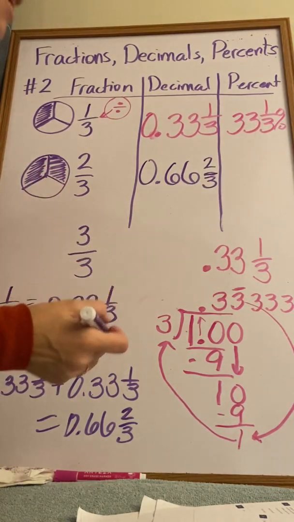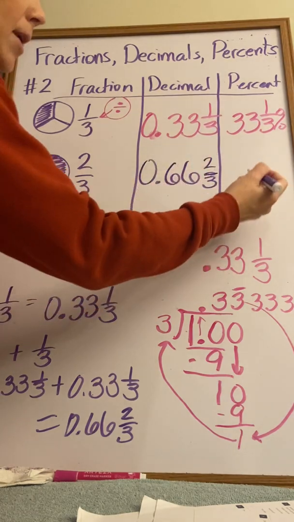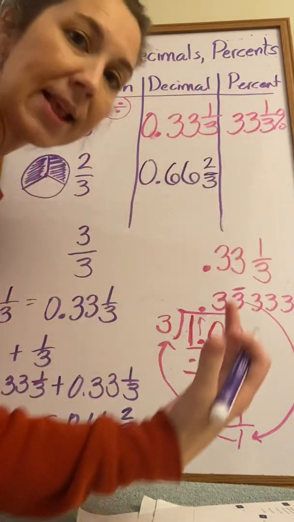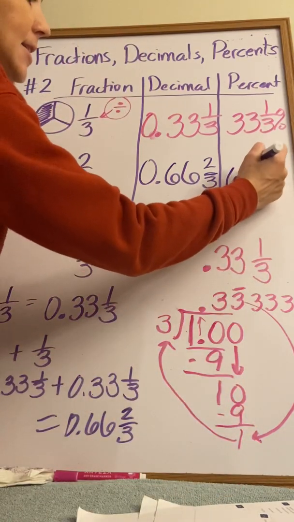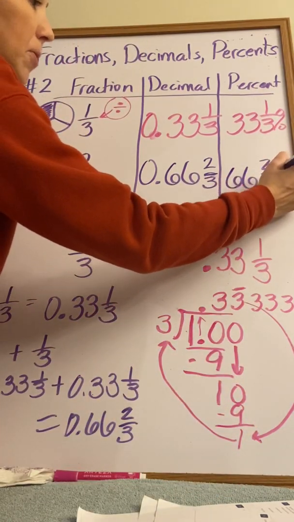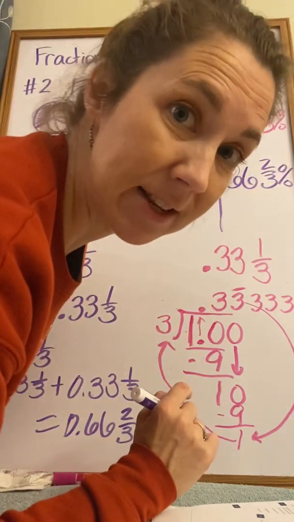Okay, now the percent. Percent is if I take this number and multiply it by 100, because percent means out of 100. And so that would be 66 and 2/3%. Don't forget your percent sign.